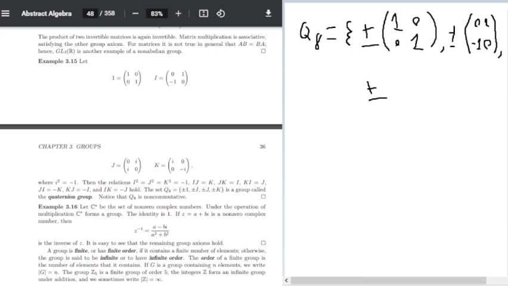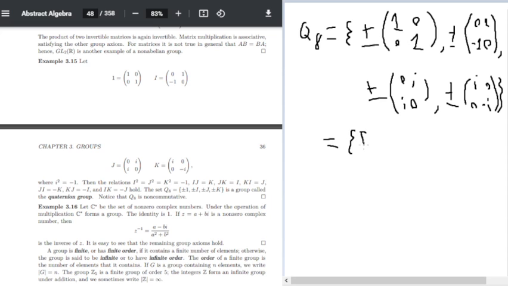Third is going to be plus minus 0, I, I, 0. And the fourth is going to be plus or minus I, 0, 0, negative I. So we have that, which we call the relations I squared, J squared, set Q8. So we call IJ is equal to 1, plus or minus.